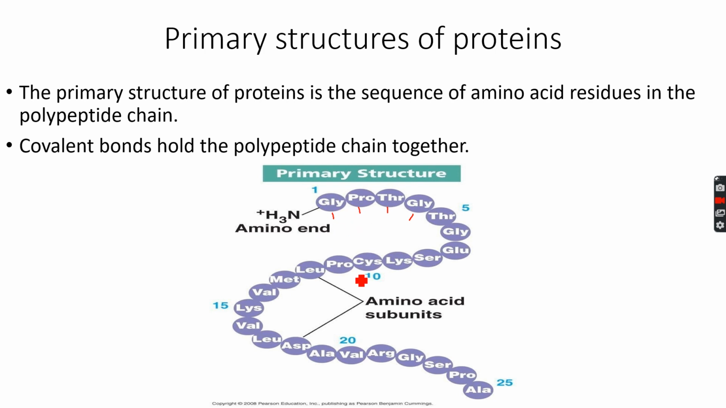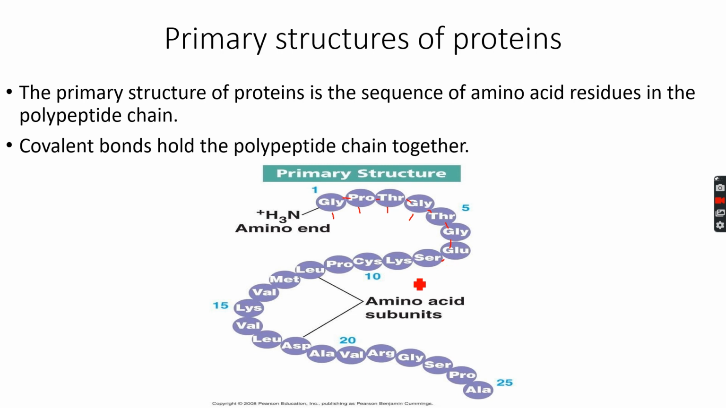So the primary structure tells the sequence of amino acid residues, and covalent bonds hold the polypeptide chain together, because obviously there will be covalent bonds between these two amino acids, these two, these two. The amide bond is formed because of covalent bonds. The amide bond itself is a covalent bond.